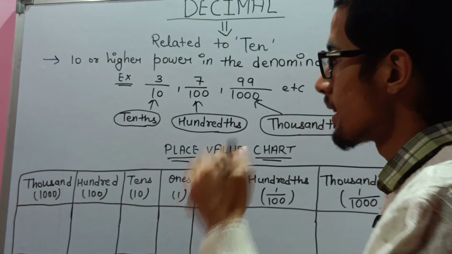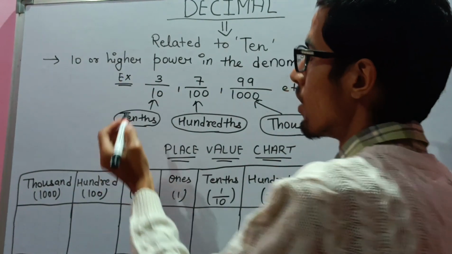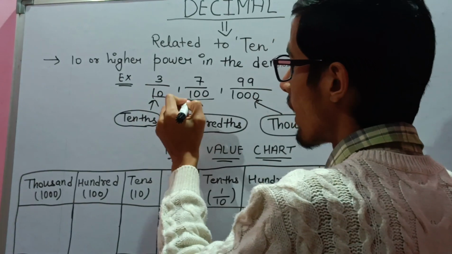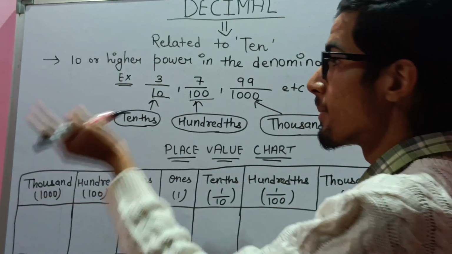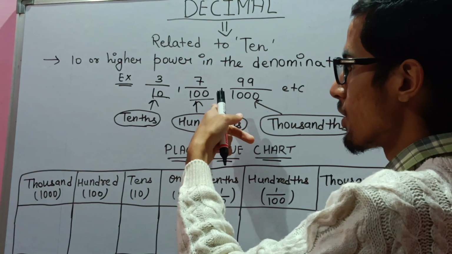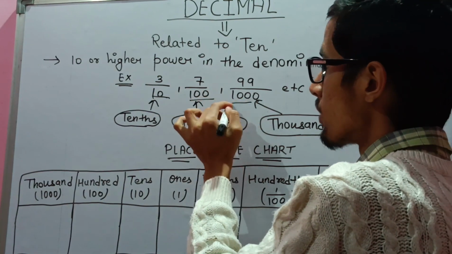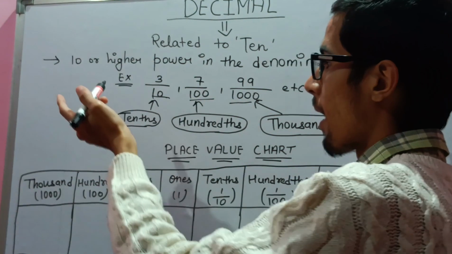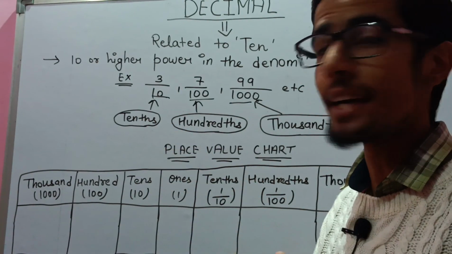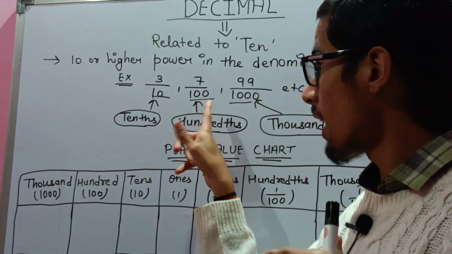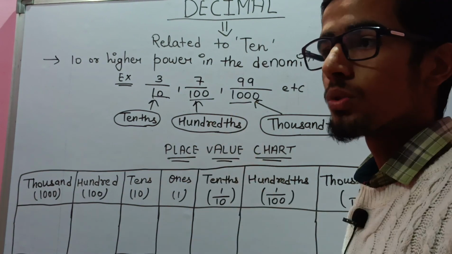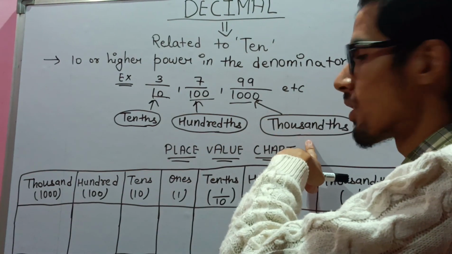So let us see the example. 3 upon 10. So the 10 comes in the denominator. 7 upon 100. The multiple of 10 comes in the denominator, or we can say that a higher power of ten comes in the denominator. 1000 comes in the denominator, higher power. If 10 comes in the denominator, we can say that this is the tenth. If 100 comes, we can say that this is the hundredth. If 1000 comes, it's a thousandth.